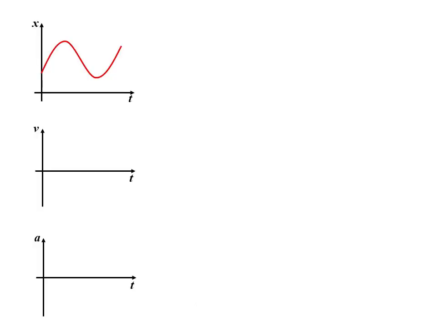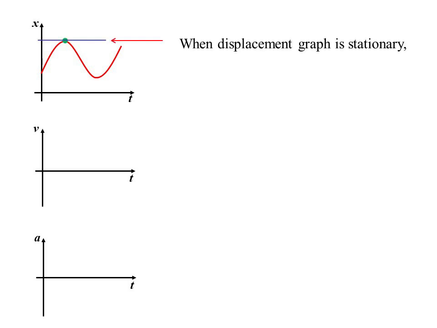So I'm going to draw up three graphs. I've got, for want of a better word, a travel graph. That essentially is what a displacement-time graph is. And from that graph, I'm going to create a velocity-time graph and an acceleration-time graph. Now, what do we know? We know when the displacement graph is stationary, so up there, horizontal slope, then the velocity is zero. So I could transfer that down onto the velocity graph. Okay, I know velocity is zero at that point.